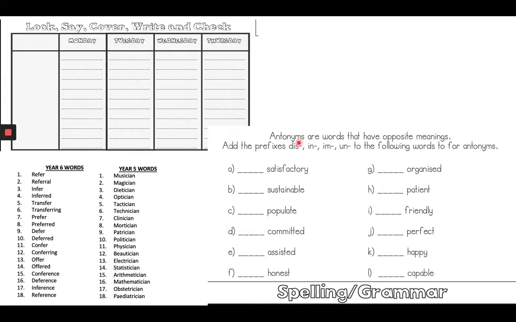meanings. So what you need to do is add the prefix of either dis, in, im, or un to the following words that are listed here to make them the antonyms. So for example, satisfactory, the antonym or the opposite of satisfactory is unsatisfactory. So we would put a UN in this space here. And you need to do that for all 12 words.